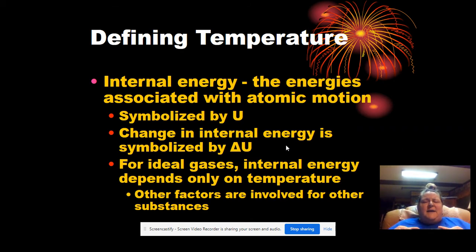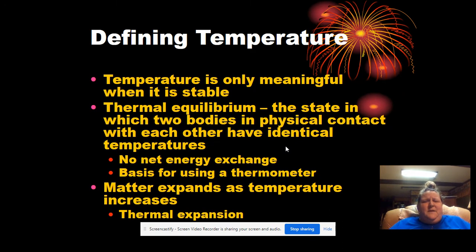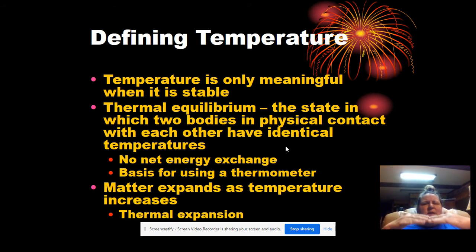If it's a solid object, there are other factors, like if the particles are in some kind of lattice work, or can they not move past each other, that type of stuff. So gases are a lot easier. Temperature is only meaningful when it's stable. When the temperature comes to a certain point and doesn't change anymore, then we can measure it, and it's in thermal equilibrium, the state in which two bodies in physical contact with each other have identical temperatures.